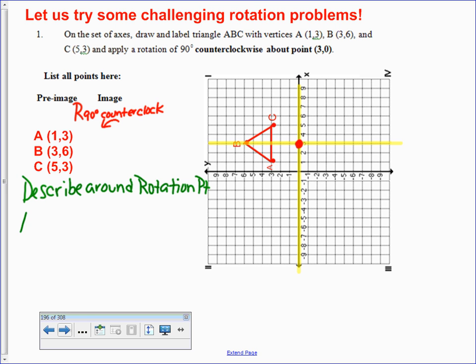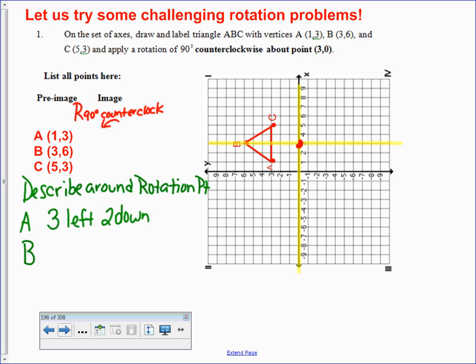So where is point A located? Again, I turned my paper. Point A, if I take a look from this rotation point, is 1, 2, 3 units to the left, 3 units to the left. And 1, 2, 2 units down. So point A is 3 units to the left and 2 units down.